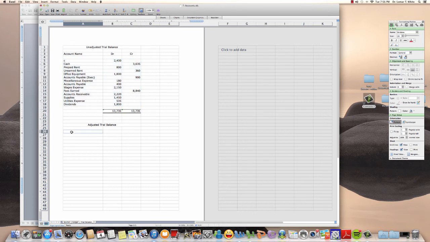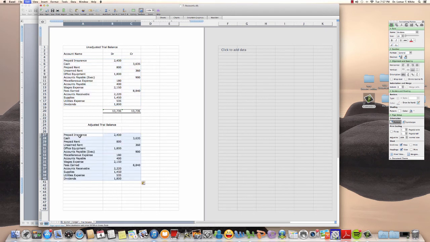You probably have to just rewrite them if you're doing this. My copy paste function doesn't seem to want to work, so let's try this again. There we go. Okay, I'm going to have my account name again, and my debit and my credit.